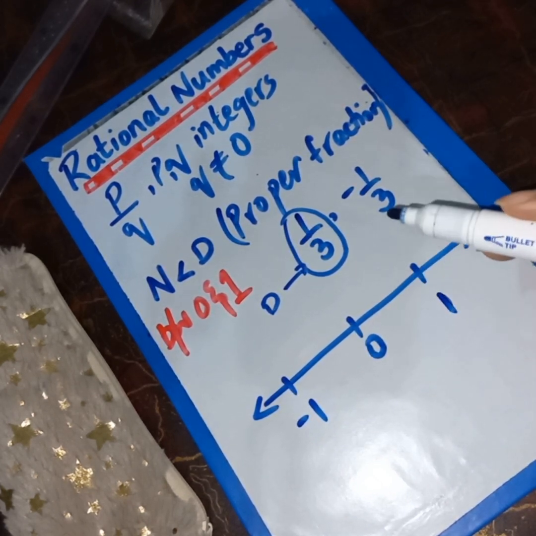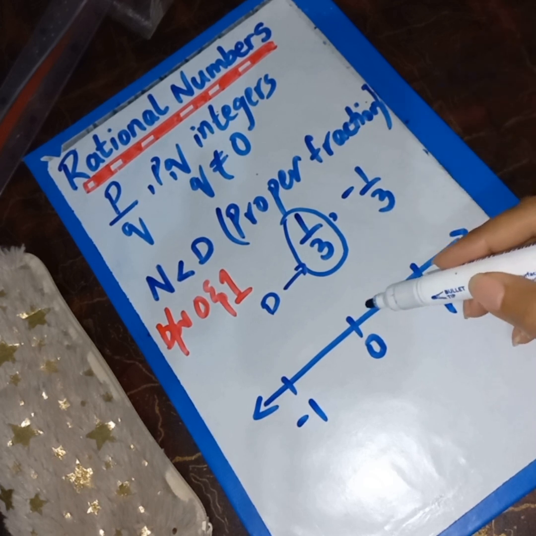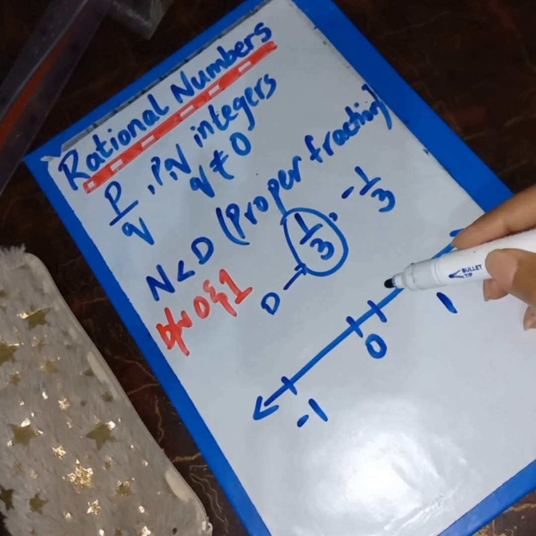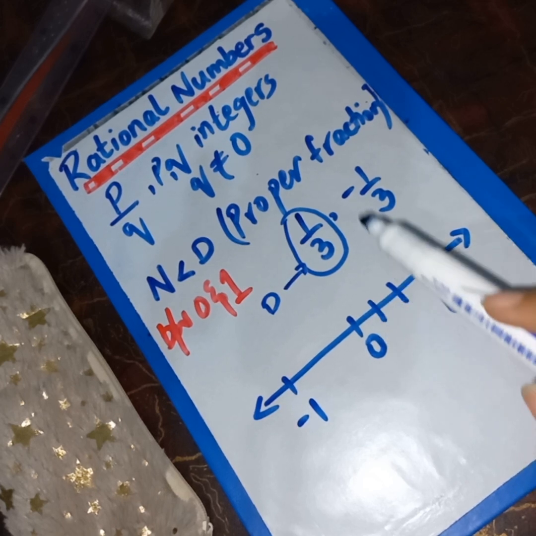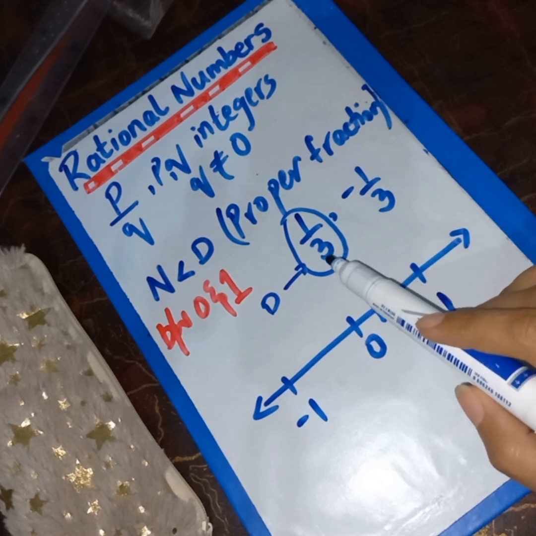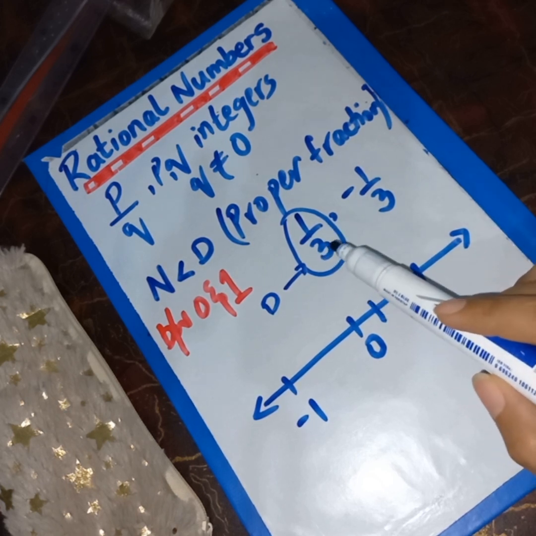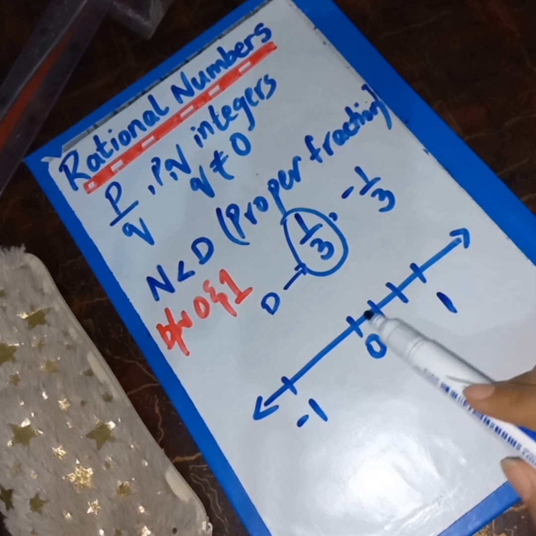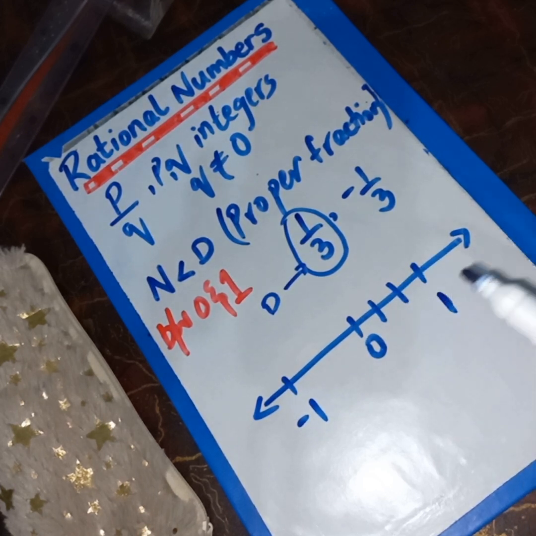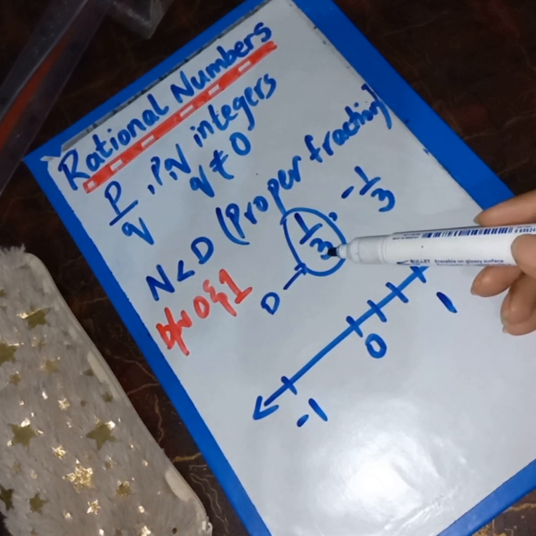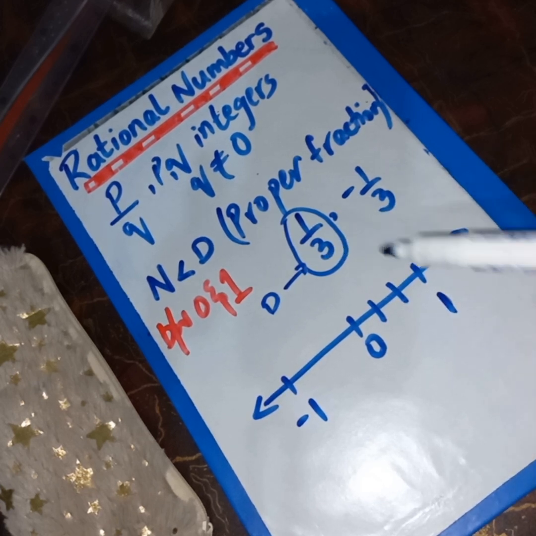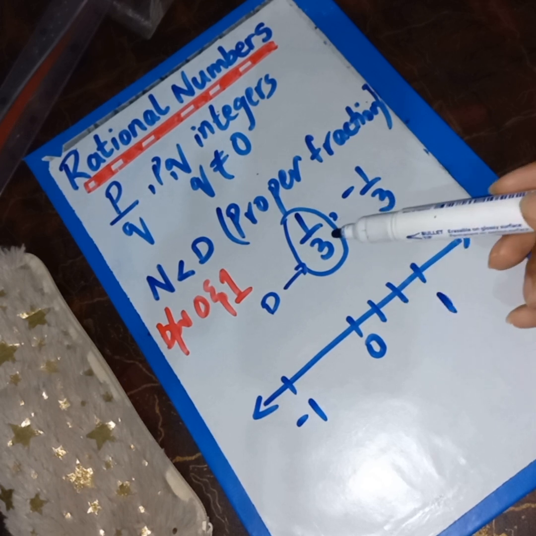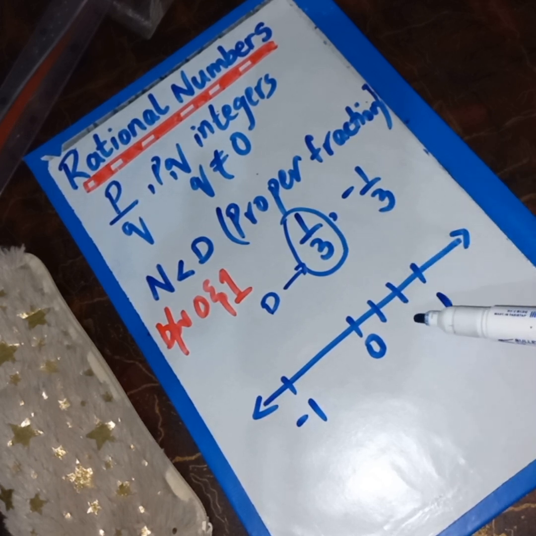If I draw two lines, I will get three equal parts, for example 1 and 2. You can see I got three equal parts: 1, 2, 3. Why did I get three equal parts? Because my denominator was 3, and the denominator tells us the number of equal parts we have to divide the number line into. If the denominator is 2, I need to make 2 equal parts. If it is 5, I need to make 5 equal parts. If it is 6, I need to make 6 equal parts.